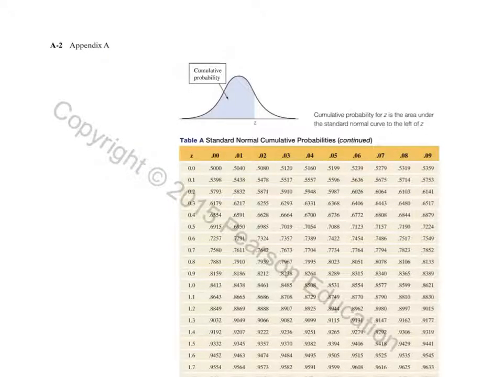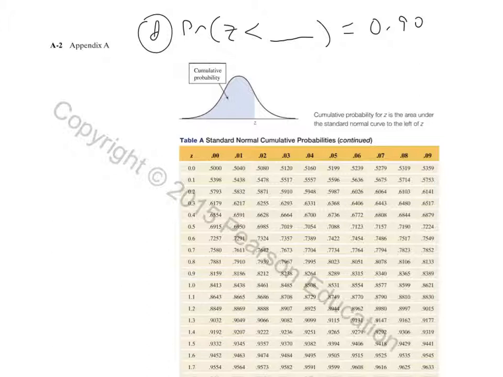All right, so let's start with part D here. I want to know how to get an answer of 0.90. In other words, I want to know where I should draw this line so that 90% of the data is over here and 10% is over here. And so that is answering this question.